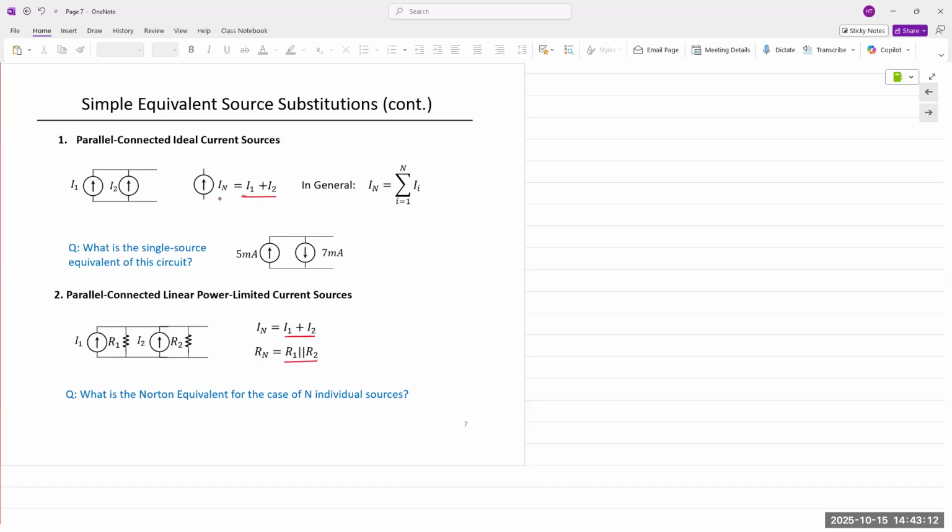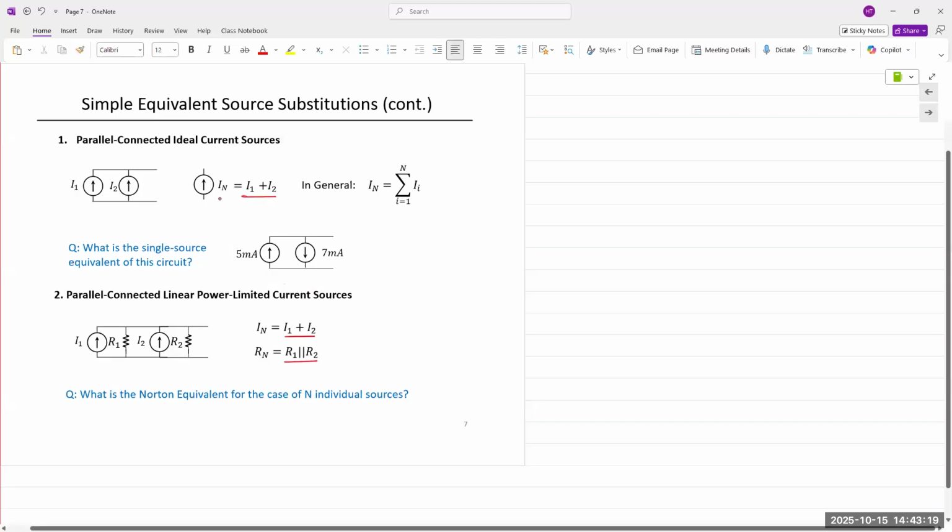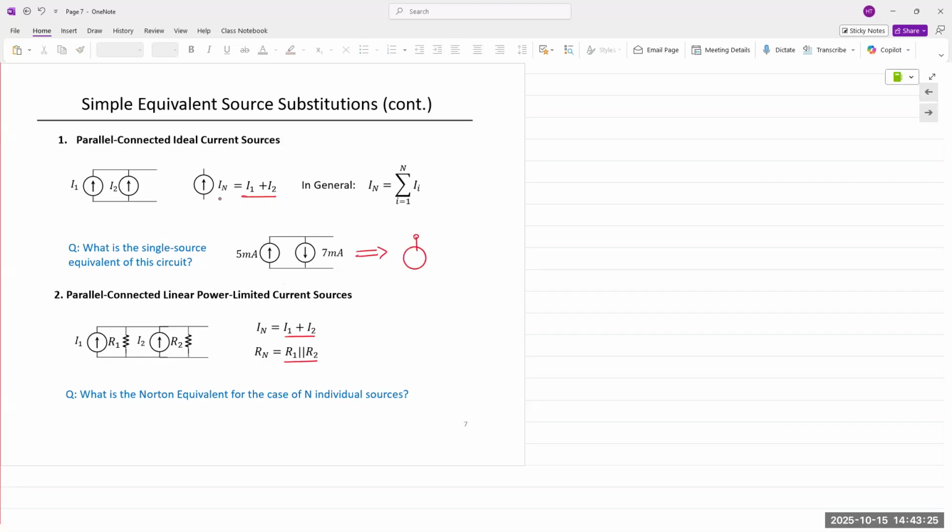All right. So similar to that example for the voltage source, what is the resulting Norton current for this? First of all, which direction is that current flowing? We have two current sources, 5 milliamps and 7 milliamps. So you connect them together and you apply KCL. Which direction is the resulting current flowing?